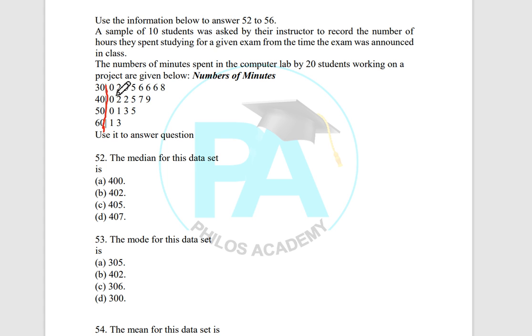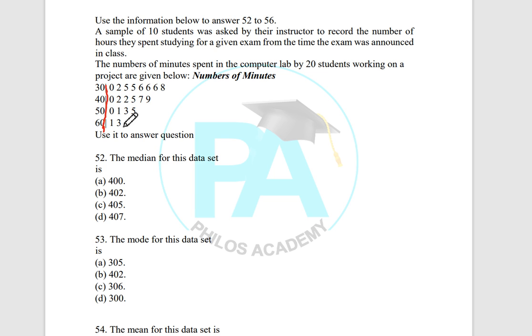If you are writing them one after the other in raw data form, it means 300, 300, 302, 305, 305 again, 306, 306, 306, 308. The next one: 400, 402, 402, 405, 407, 409. Then 500, 500, 501, 502, 505. Then the last one, 601, and 603, 603. That's the meaning if you want to put them in raw data form, if it's not in the form of stem and leaf.